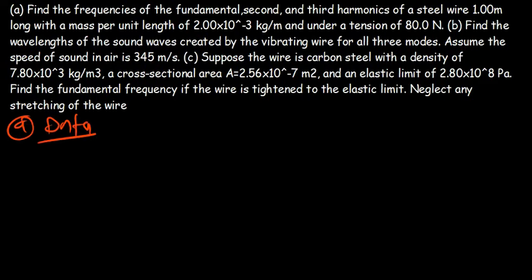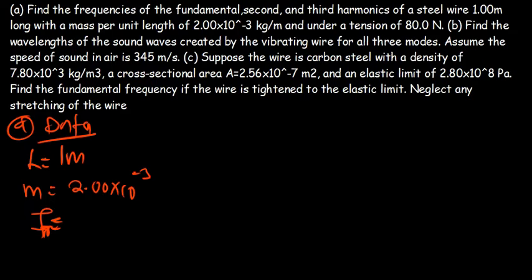So part A, we know that we have been given the length. What is our length? 1 meter. What else? The mass. The mass is 2.00 times 10 to the power negative 3. Okay. Then what is the frequency? Have we been given the frequency? No. The force, which is the tension force, Ft, is equal to 80 Newton.